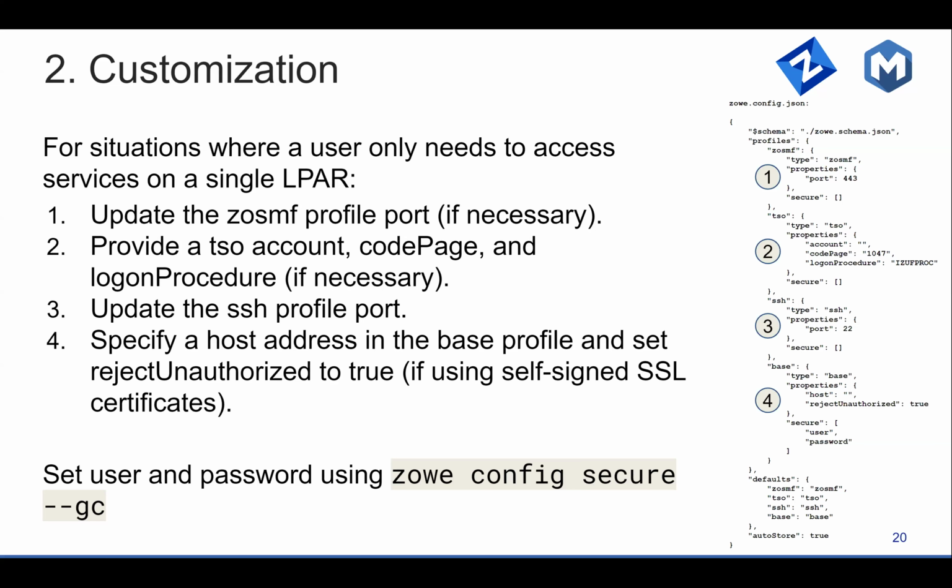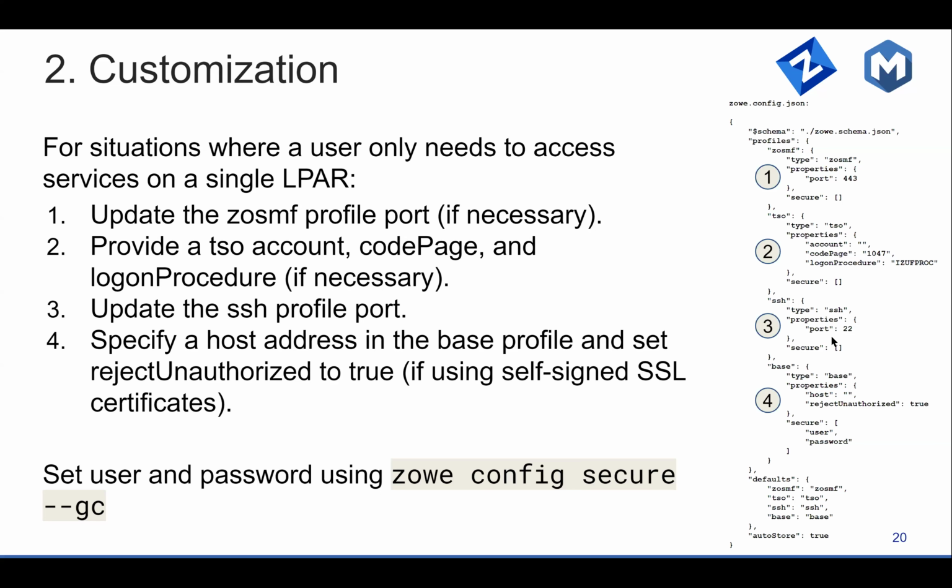Fundamentally, you'd go through each profile and update properties to accommodate your environment. As an example here, I might first look at the zosmf profile. Is port 443 correct? Maybe we have the z/OSMF REST service on a different port. You would go in and change that port number to whatever makes sense on your system. And then you look at the tso profile. If you're not running TSO commands in Zowe CLI or Zowe Explorer, you could probably ignore this profile. But if you are running TSO commands, you'll want to provide an account number. You want to double check the code page and also check the logon procedure.